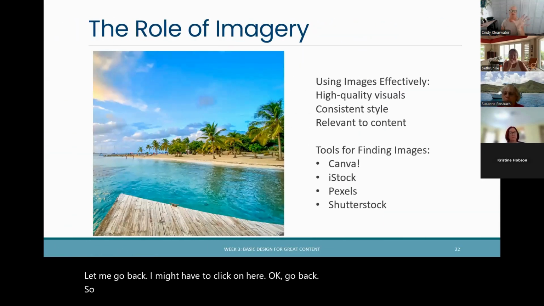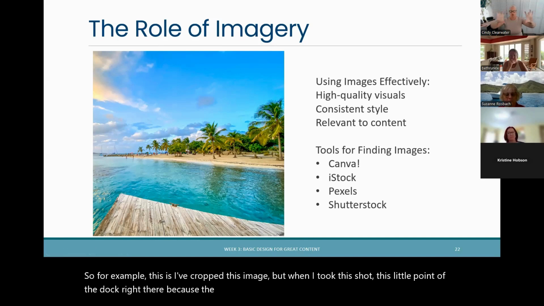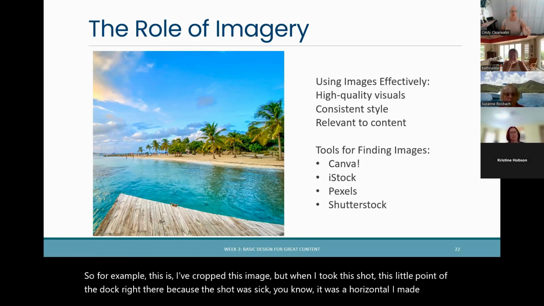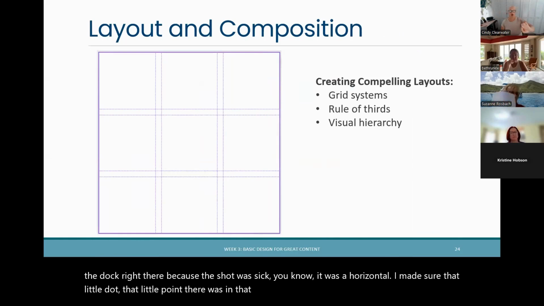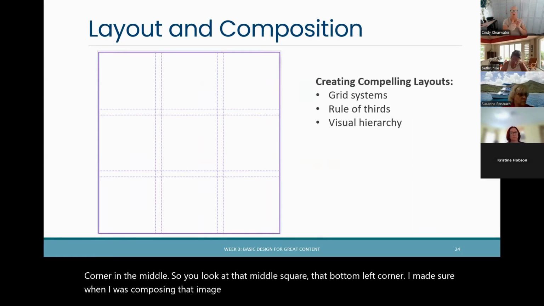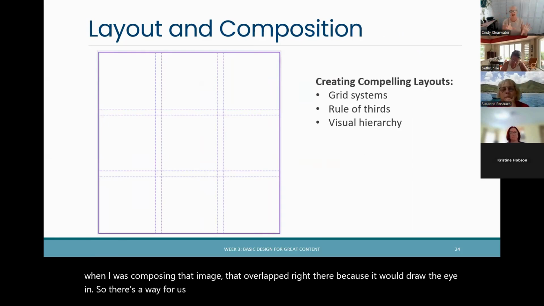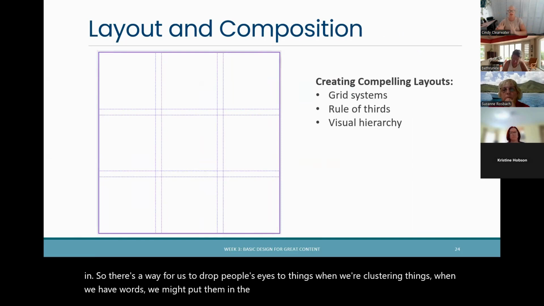So for example, I've cropped this image, but when I took this shot, this little point of the dock right there, because this shot was a horizontal, I made sure that little point was in that bottom corner of the middle square. You look at that middle square, that bottom left corner, I made sure when I was composing that image that it overlapped right there because it would draw the eye in. So there's a way for us to draw people's eyes to things when we're clustering things. When we have words, we might put them in the top corner and then put an element in the bottom corner. So we want to use that visual hierarchy.